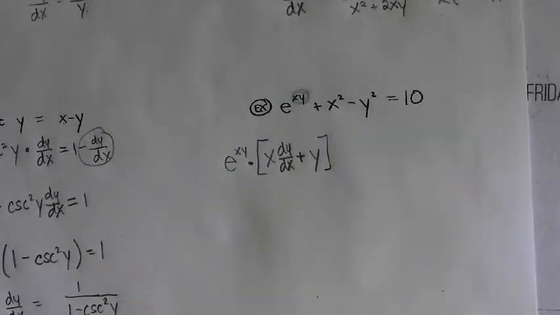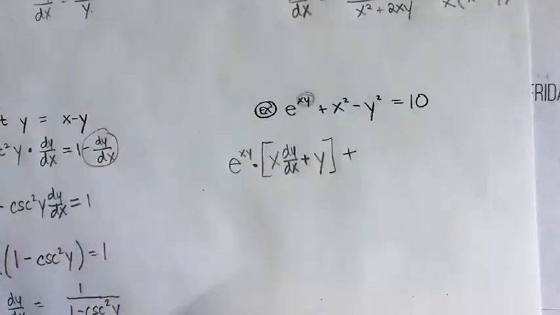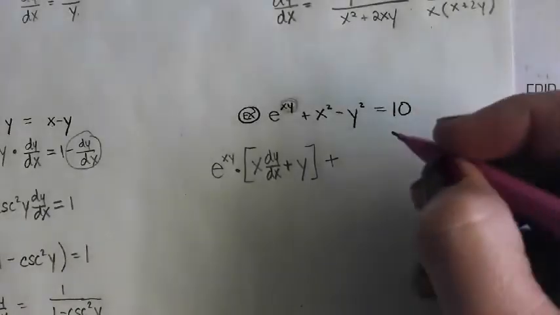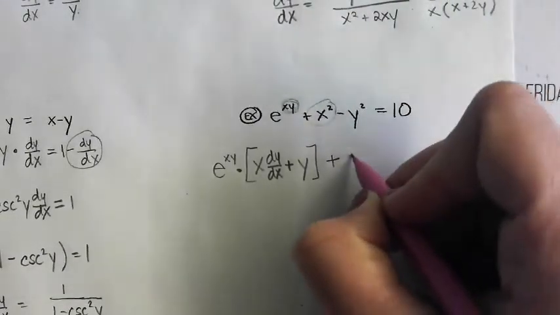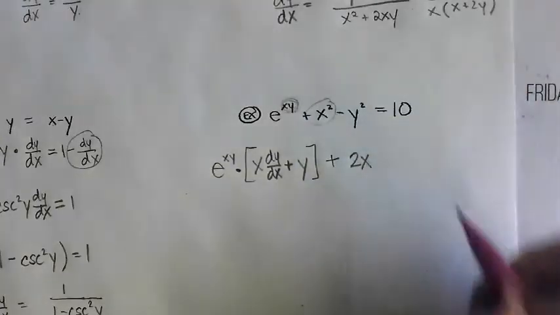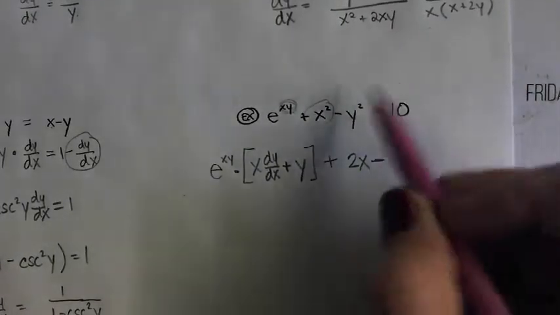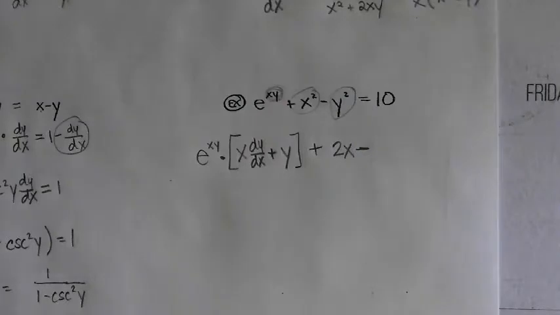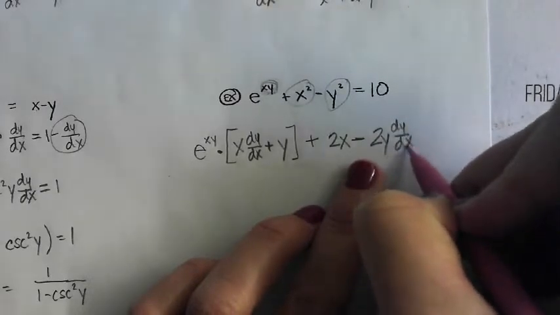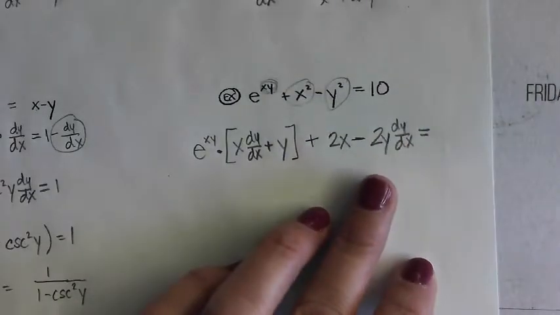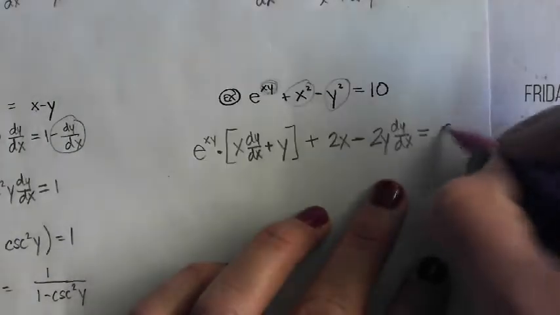Follow? Second term, the derivative of x squared is just, what, Ellie? 2x. Minus, and our next term, Zach? Perfect. Equals, what, Haley? 0. Good.